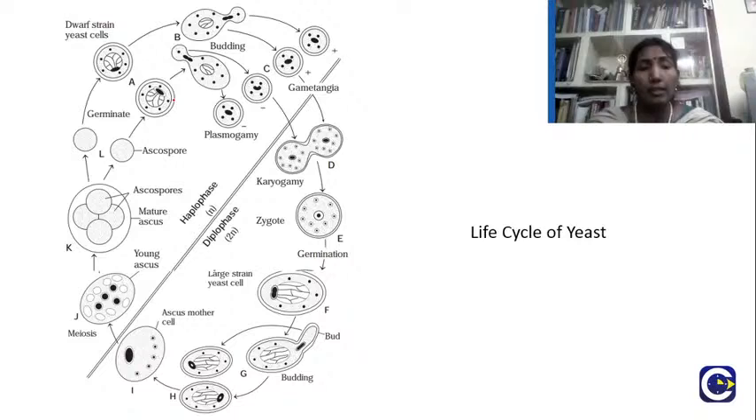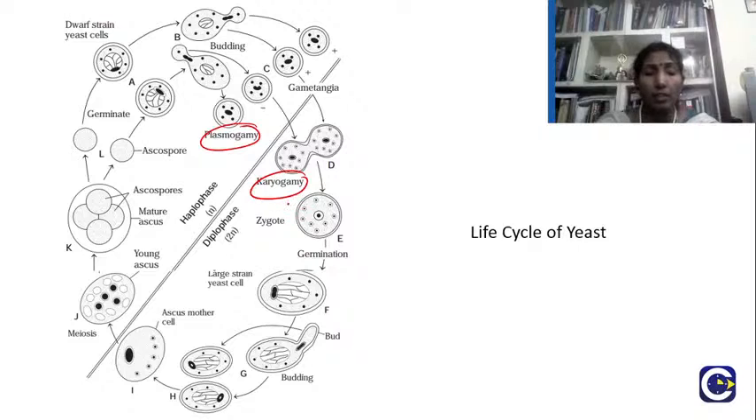For example, the sexual reproduction will take place by many methods. Fertilization will occur by plasmogamy or karyogamy. Plasmogamy happens first, and the karyogamy will be delayed. So there will be a transitional phase between the plasmogamy and the karyogamy.